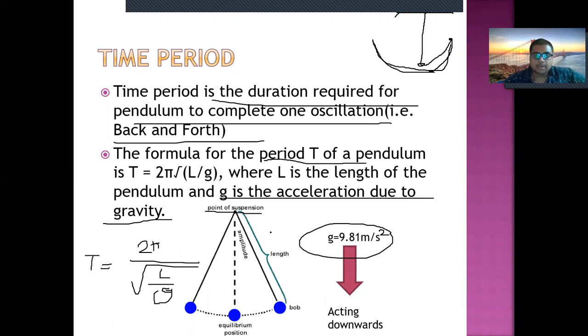And the formula to calculate the time of the pendulum, that is, the oscillation: the time it takes for this pendulum to go from this point to this point and again come back is 2 pi under root L by G, where L is the length of this string and G is the acceleration due to gravity. Actually, L is the length of the pendulum. It's called the length of the pendulum.